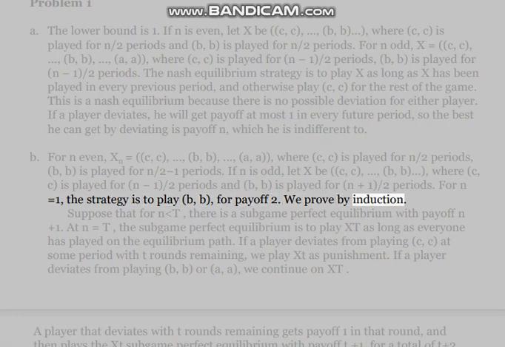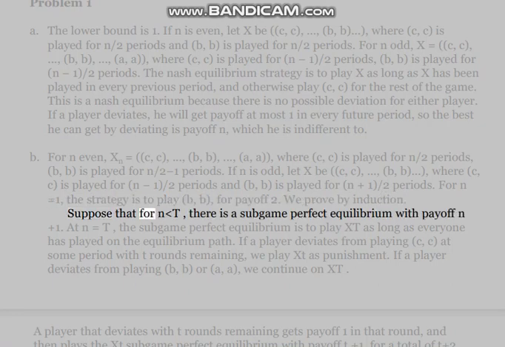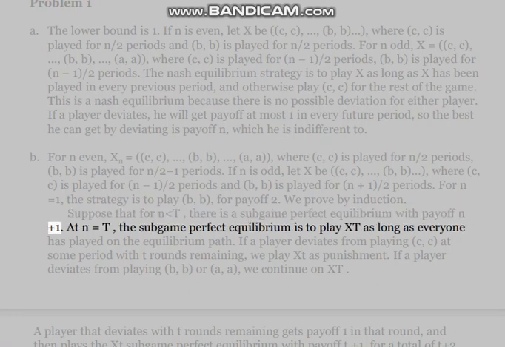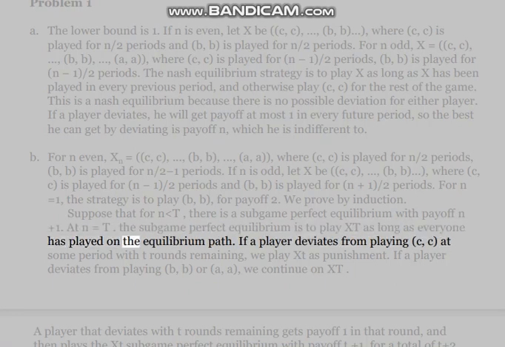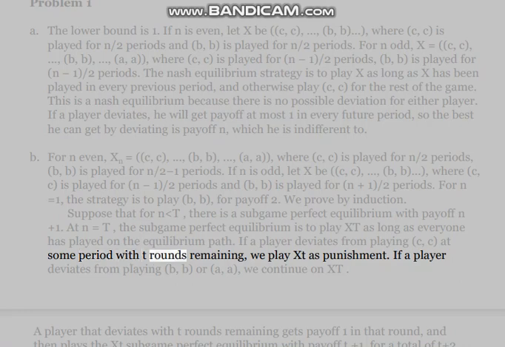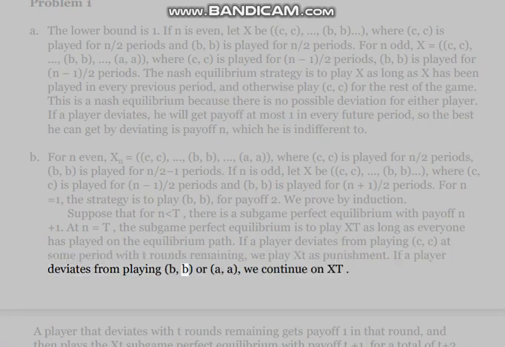We prove by induction. Suppose that for n equal to t-1, there is a subgame perfect equilibrium with payoff n+1. At n equal to t, the subgame perfect equilibrium is to play x_t as long as everyone has played on the equilibrium path. If a player deviates from playing C, C at some period with t rounds remaining, we play x_t as punishment. If a player deviates from playing B, B or A, we continue on x_t.